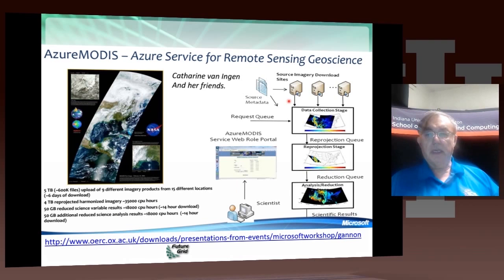Here is another related one for so-called remote sensing geoscience, where again they're taking imagery from lots of locations and processing the images to form complete pictures. These are natural types of pleasingly parallel application, because each image can be done separately, and they run very well on clouds, in this case the Azure cloud.